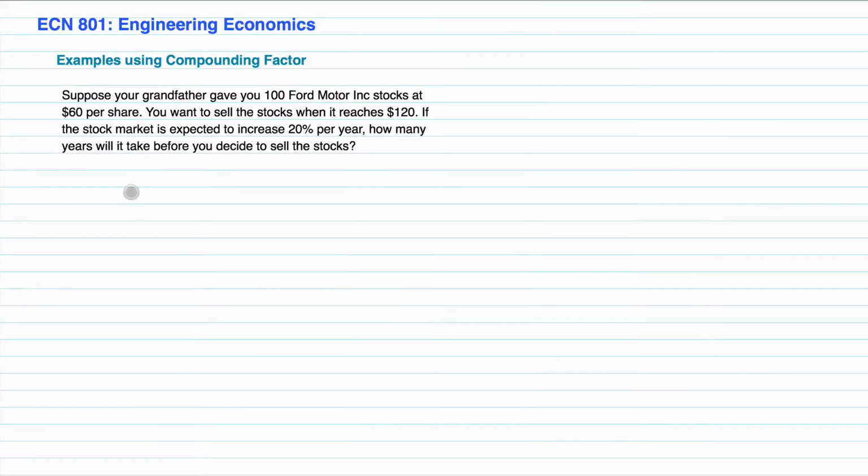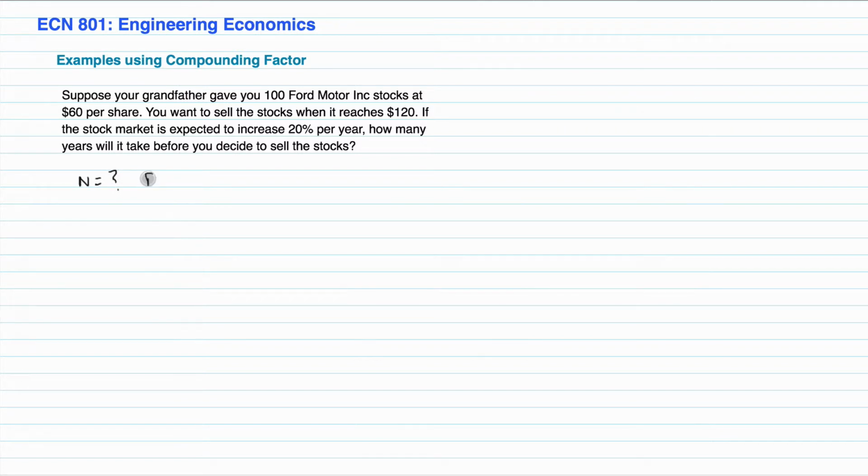Okay, in this video we will cover a couple of examples. In this example, your grandfather gave you 100 Ford Motor Inc. stocks at $60 per share. You want to sell these stocks when it reaches $120. If the stock market is expected to increase 20% per year, how many years will it take before you decide to sell the stocks? So basically, we are trying to find N.